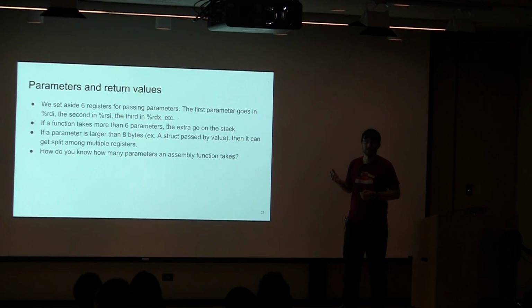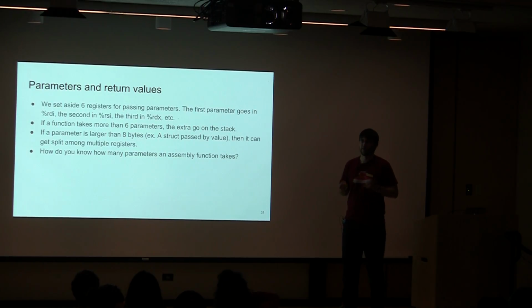But not all functions take only 6 parameters, so if there are extra parameters, then we might have to put things onto the stack. So any extra parameters that don't fit in the registers, the calling function, the caller, I should say, will push onto the stack, and then the callee can read them from the stack. And then you saw this in lab too, a large parameter like a struct. Sometimes GCC will get clever and split it into multiple pieces so that it can still fit in the registers. So if you have a 16-byte struct, you can split it into 2 8-byte chunks and store each chunk in a register.